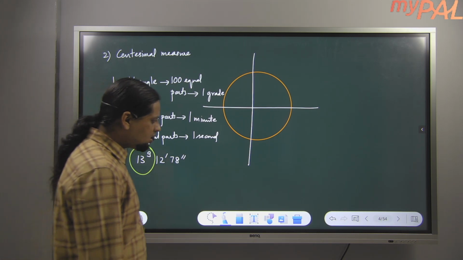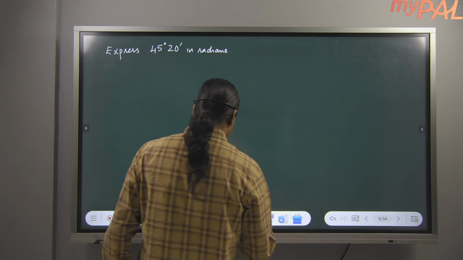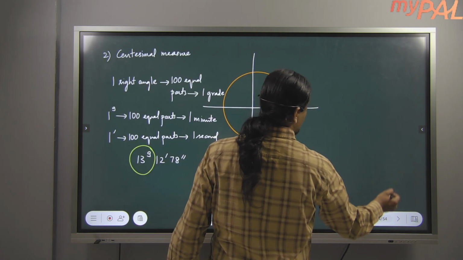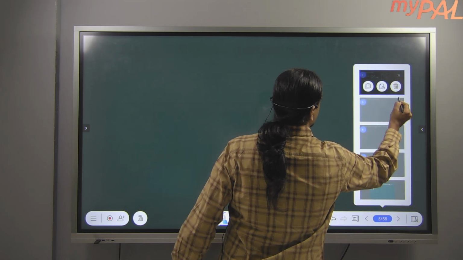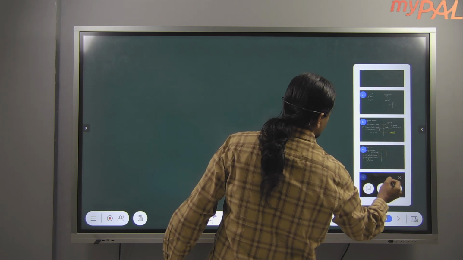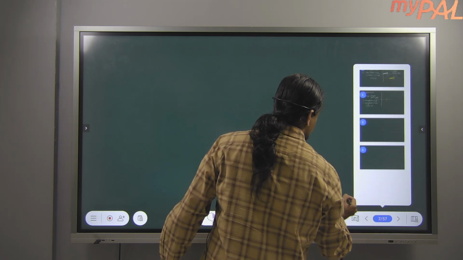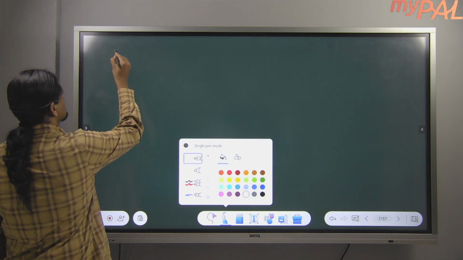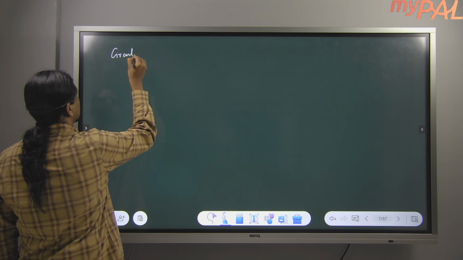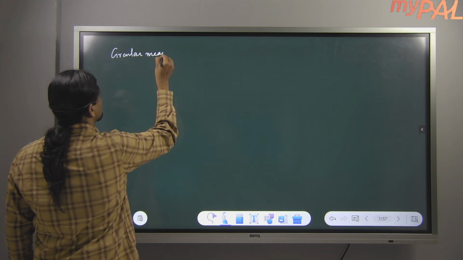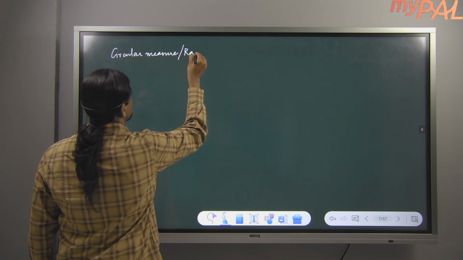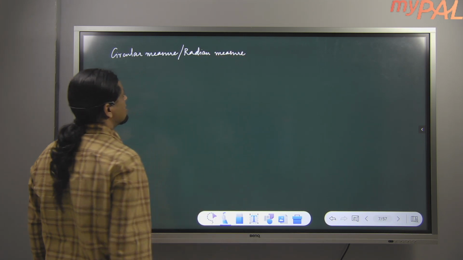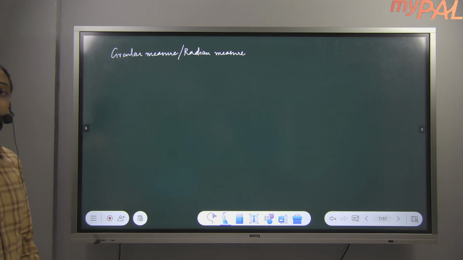The third one is called the universal system. It is called radian measure, or it is also called circular measure. So circular measure or radian measure. This is a universal measuring system. This is what we commonly use.